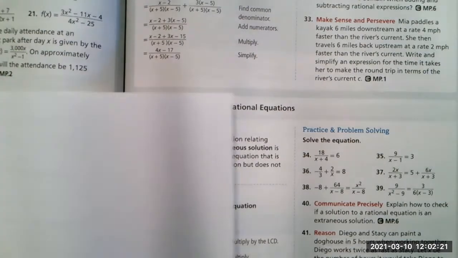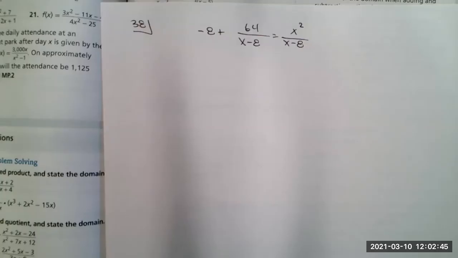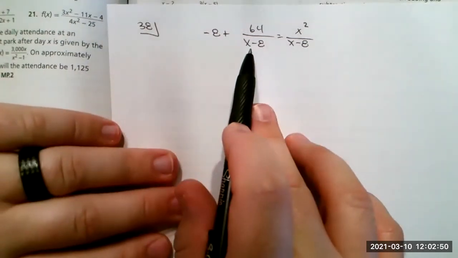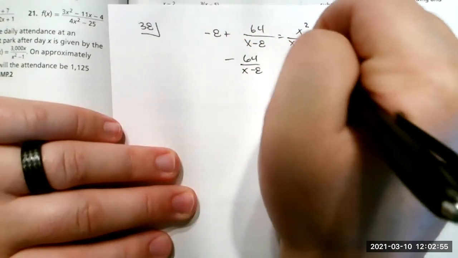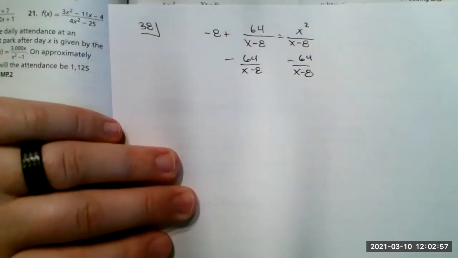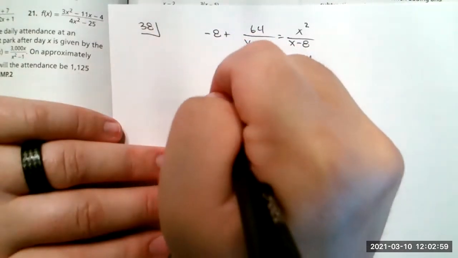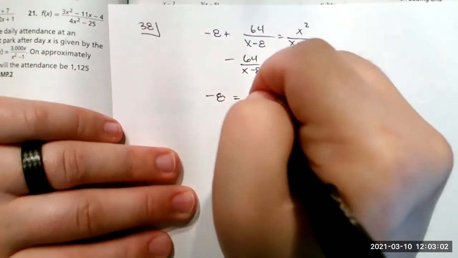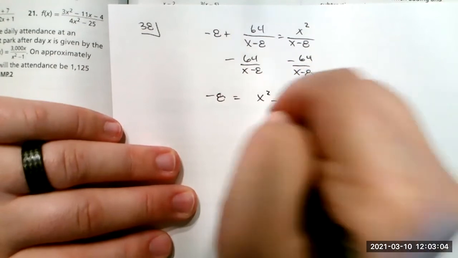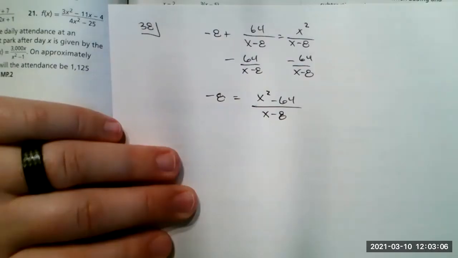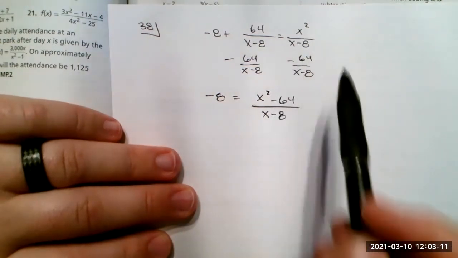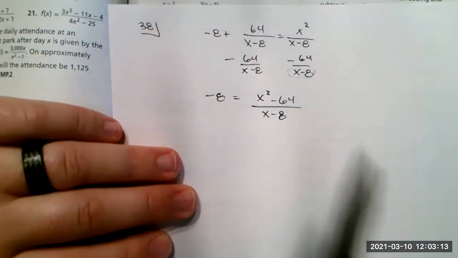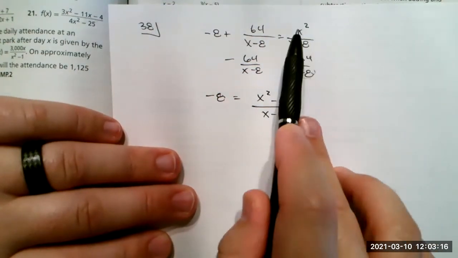38. Pretty much exactly the same as before. I'm going to do the same exact thing. I'm going to go ahead and subtract 64 over x minus 8 from both sides. And that leaves me with negative 8 equals x squared minus 64 over x minus 8. Remember, I'm subtracting two fractions. Both fractions have a common denominator, so I can just add their numerators, or in this case, subtract them.